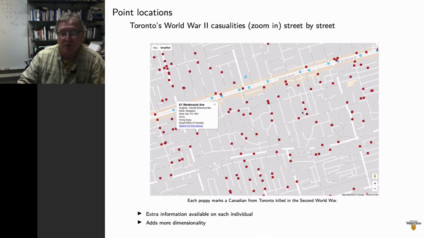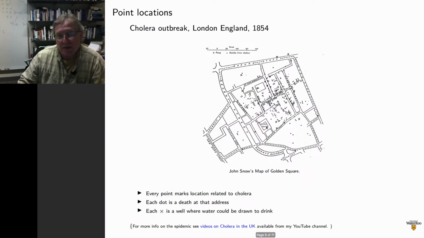And again, I encourage you to do that. So that's just plain location with adding some information of just these what are sometimes called tooltips, where you just hover and pop something up. Here's a classic example that is of historical importance, and this is John Snow's map of Golden Square.